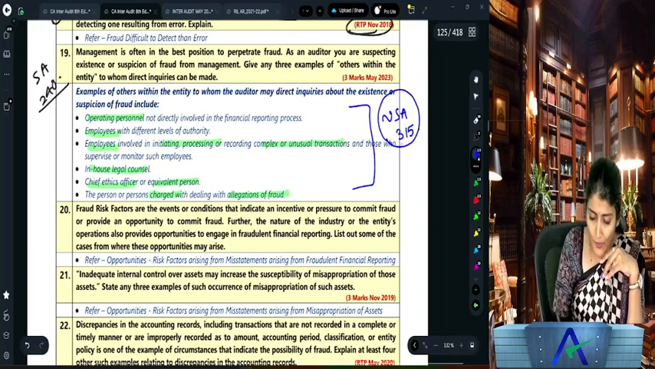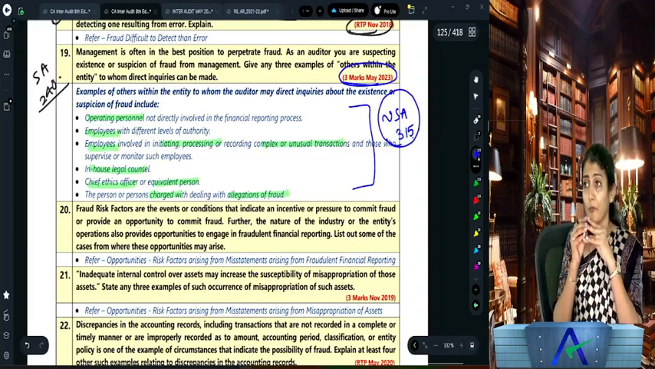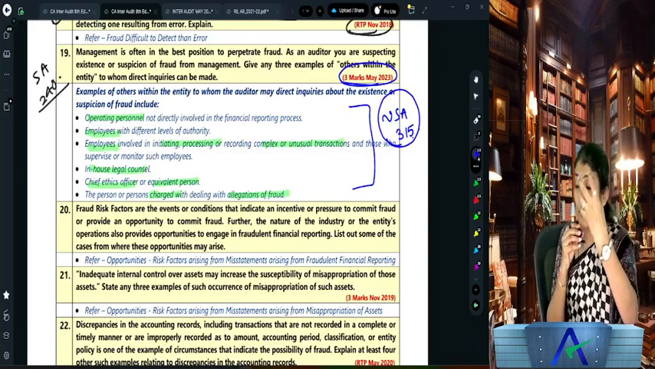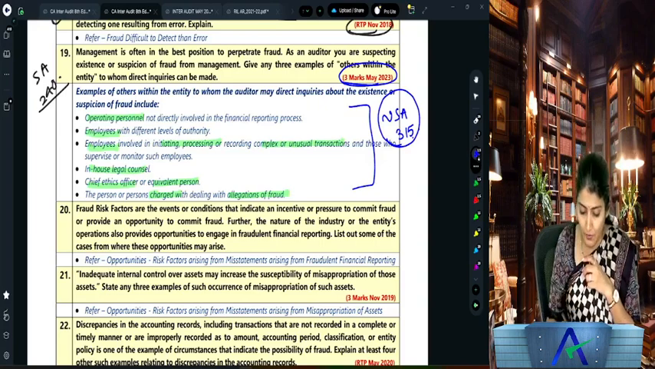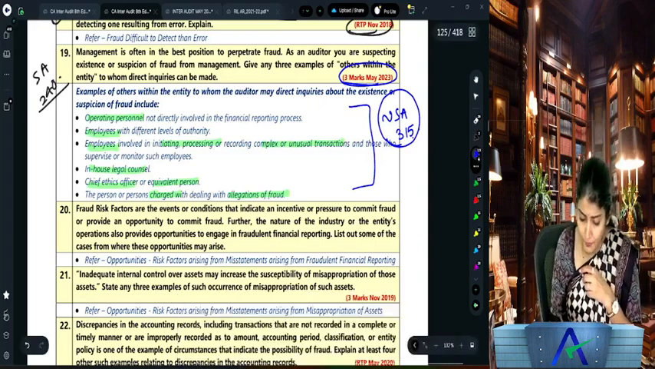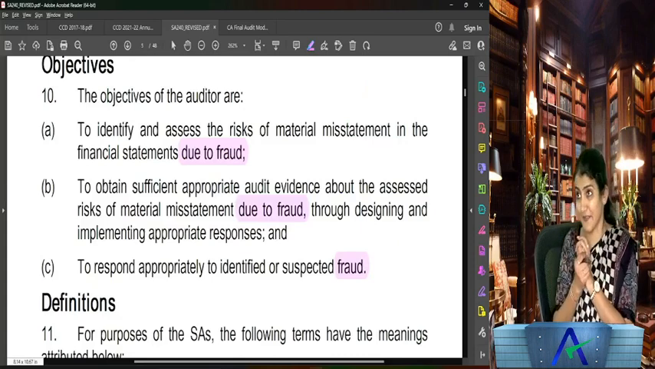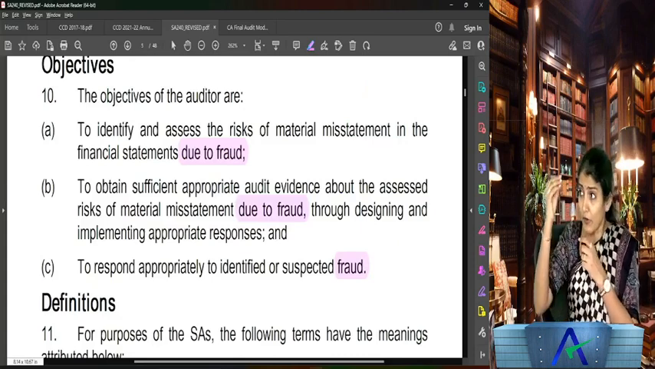SA 315, right? So this is one of the offbeat questions seen in your exams from the pronouncements. This is when you go into the details of the standard. What did I show you today? SA 240 is running into 48 pages.